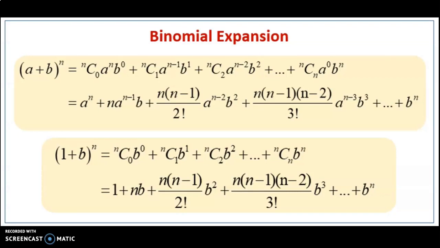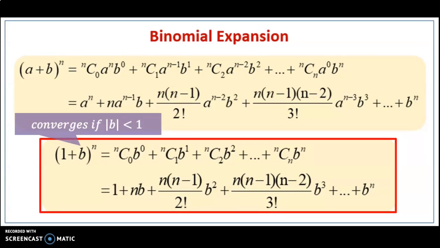But there is a theorem that if you have a negative power or a fractional power and the binomial form is 1 plus b, then this binomial will only converge if the absolute value of b is less than 1. Otherwise, it will diverge. So, in this condition, we always consider calculating the value when the binomial converges.